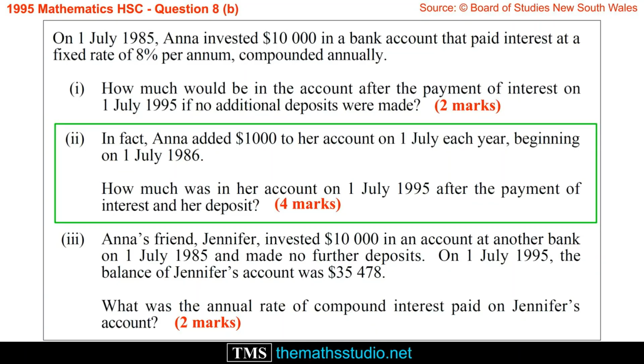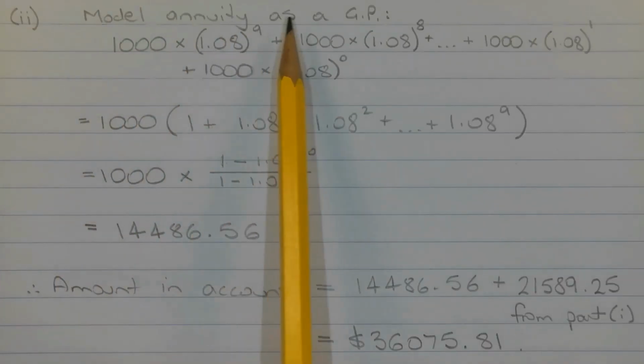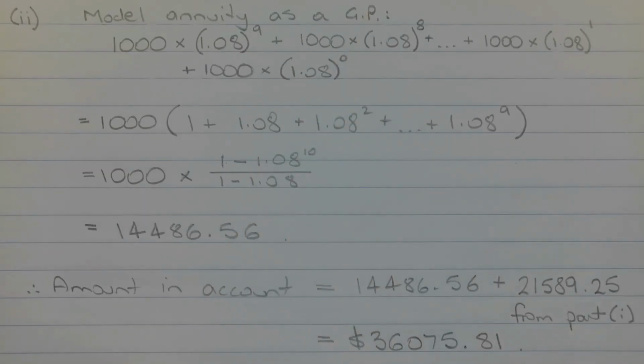Part 2. In fact, Anna added $1,000 to her account on 1 July each year, beginning on 1 July 1986. How much was in her account on 1 July 1995 after the payment of interest and her deposit? We can model the annuity as a geometric progression or a geometric series. Now we can think about it this way. The first deposit of $1,000 will be in the account for a total of 9 years. So from 1 July 1986 to 1 July 1995.